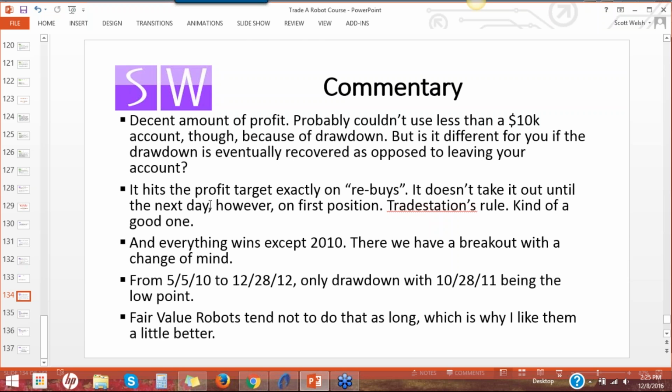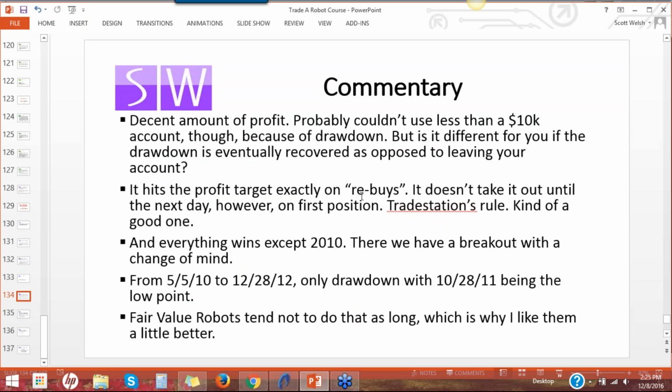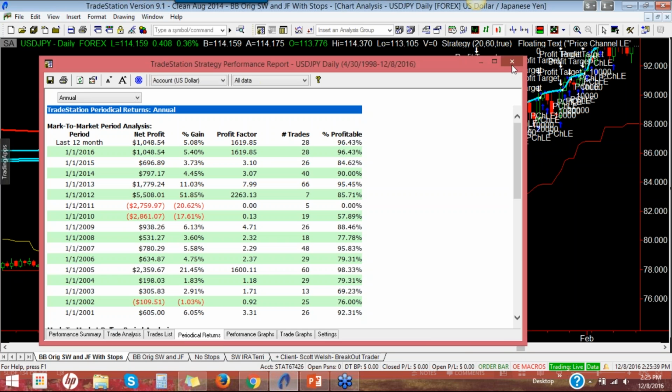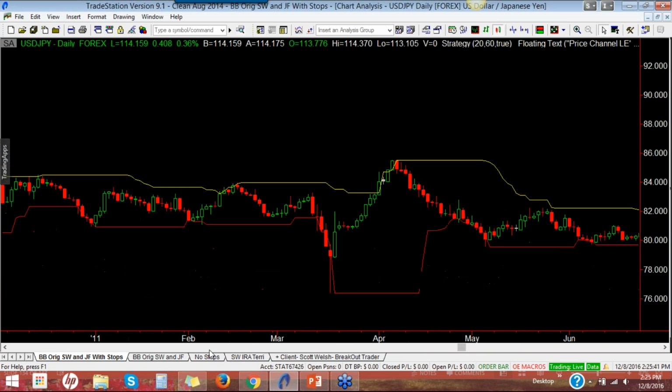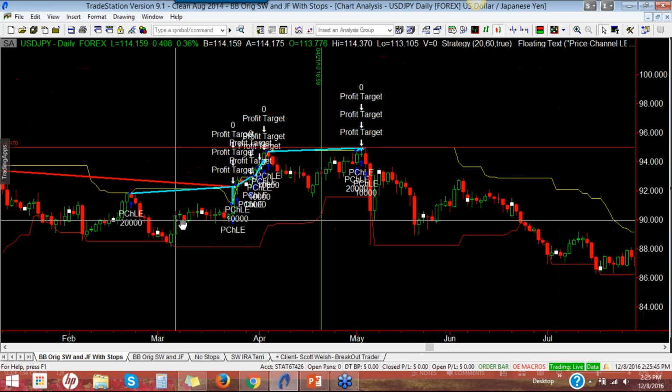One thing weird about this system is that it hits the profit target exactly when you rebuy. But this is just a TradeStation quirk. I didn't build this on purpose. So when you get into trouble, it will take exactly $60. But if you get it on the very first trade, it doesn't take it out until the next day. Can I show you that real quick? So this is cool, and I could build this in if I wanted to later, right?